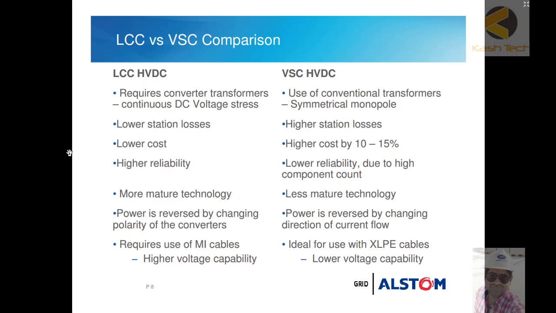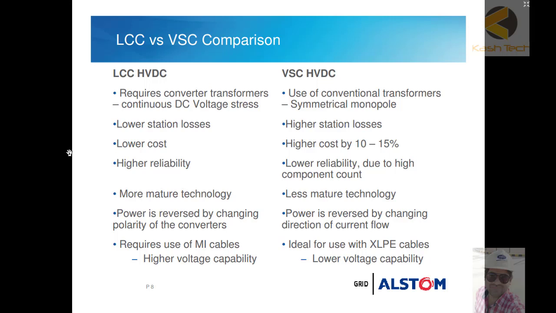LCC HVDC requires a converter transformer with continuous DC voltage stress, whereas VSC HVDC uses a conventional transformer with symmetrical monopole. LCC HVDC has lower station losses, whereas VSC HVDC has higher station losses. LCC HVDC has lower cost, VSC HVDC has a higher cost. LCC HVDC has higher reliability, whereas VSC HVDC has lower reliability due to high component count. LCC HVDC is a more mature technology, whereas VSC HVDC is less mature because it was developed most recently. In LCC HVDC, power is reversed by changing the polarity of converters, whereas in VSC it is reversed by changing the direction of current flow.